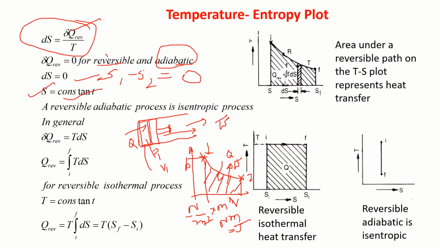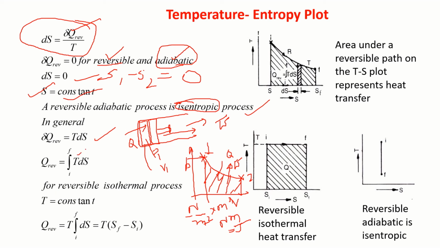So if a process is reversible and also adiabatic, you can call it an isentropic process. Then you can say entropy is constant in this case. Correct? Such a process we call a reversible adiabatic process or constant entropy process. In general, we have written this: let us say Q reversible from initial state to final state, I have written as integral of T dS.